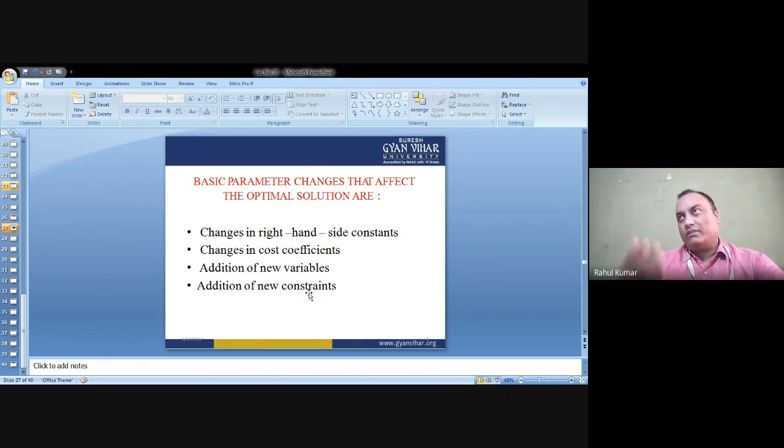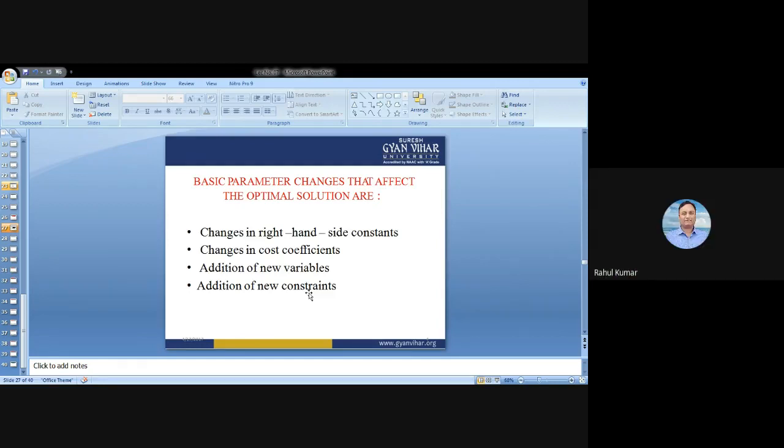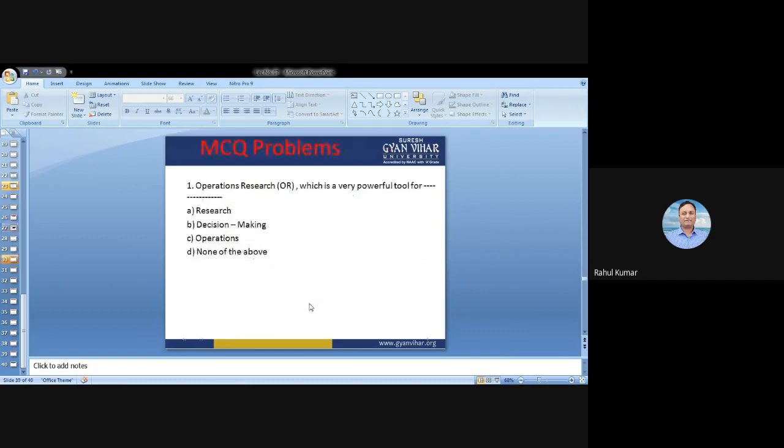So just see in this previous simplex method, only the mathematical sign is different, and it will affect the slack variable value, right? Then come to the next problem related to the MCQ problem, right?